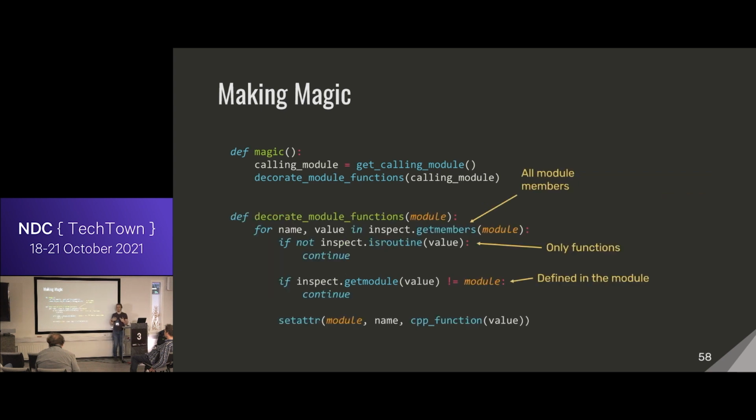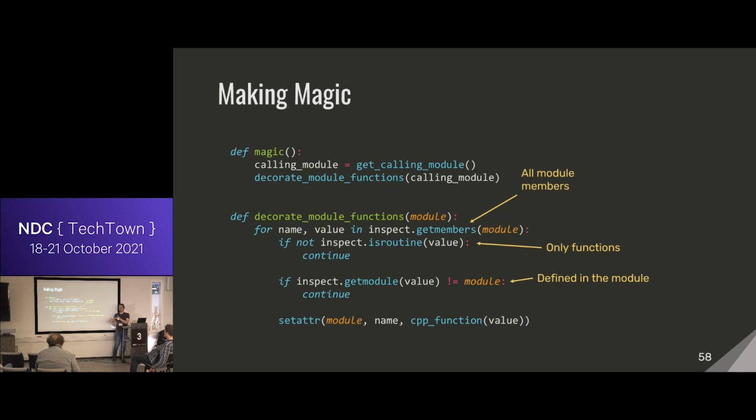Then we need to decorate all the module's functions. So basically, we go over the module and iterate over all the module's members. The first thing we check is whether we're looking at a function. If it's not a function, we don't need to do anything. Then we make sure the function was defined in that module. After all, if we imported something from the standard library, we don't need to decorate it. We don't want to change the functionality of the standard library. That would cause very weird behavior.